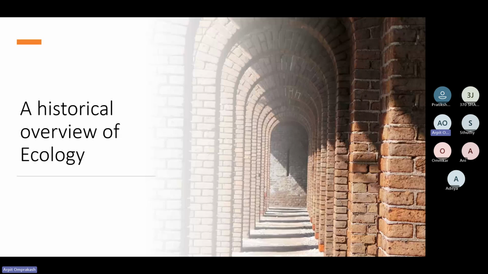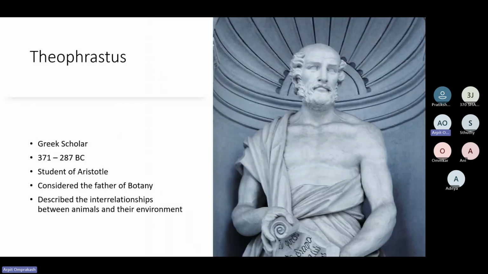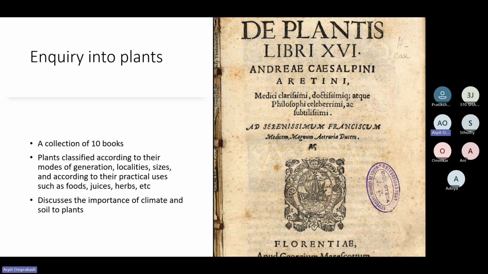Right. Next, we talked about a historical overview of ecology, where we talked about a few prominent people. First was Theophrastus, who was a student of Aristotle, and he's considered the father of botany. He described the interrelationships between animals and the environment. Basically, he connected the biotic and abiotic components of the environment together. He had a collection of 10 books called Inquiry into Plants, where he classified plants according to a lot of different characters and discussed the importance of soil and climate to plants.